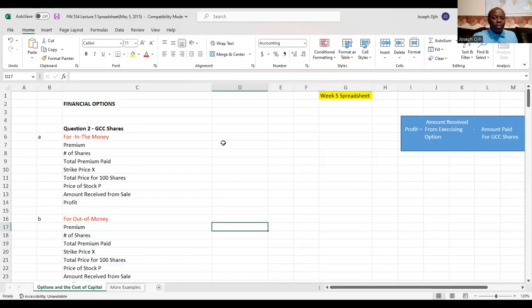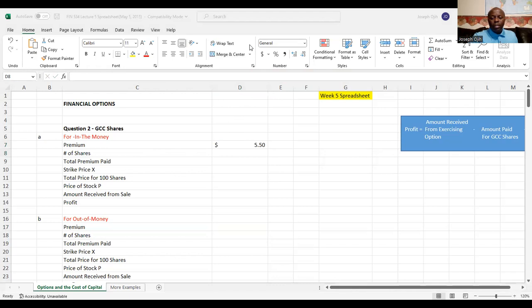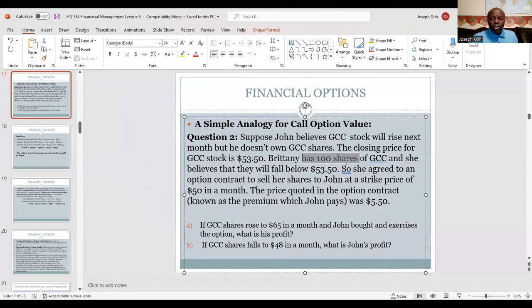So the premium that he paid was $5.50. Okay, number of shares that Brittany agreed to sell to him. Remember, Brittany has how many shares of GCA stock? 100 shares. So that'll give us 100 number of shares.